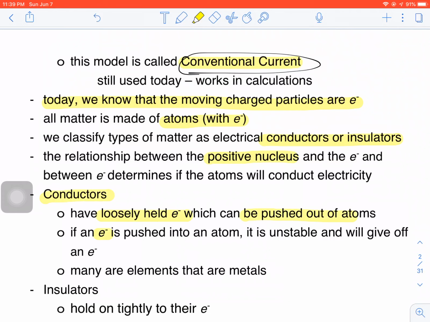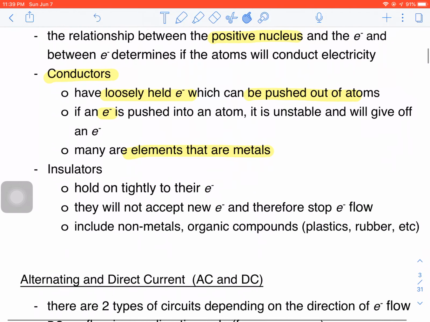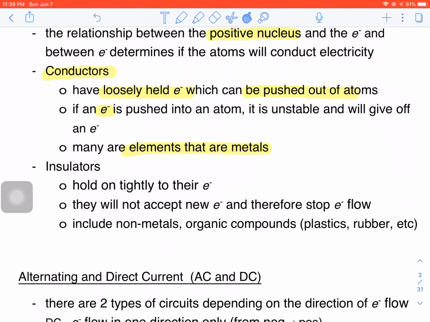Now, a lot of the elements that we know are good conductors are metals, because metals have a small number of valence electrons, and because of that, they're happy to let them go, but then they're also happy to accept more electrons too. And again, we talked a little bit more about why metals are good conductors later on in this unit.